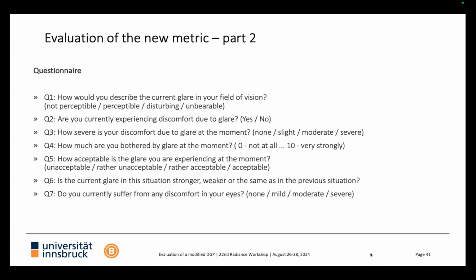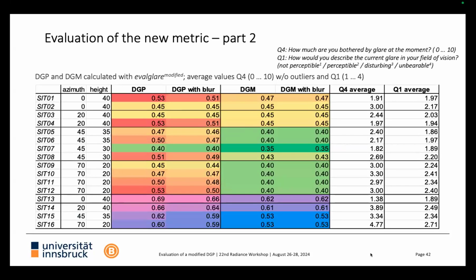The questionnaire had different questions: Are you feeling glare? Are you disturbed by glare? Yes or no? How much are you bothered by glare? Looking into these questions, especially 1 and 4, which I'll show later: how would you describe the current glare according to the four categories, non-perceptible, perceptible, disturbing, and unbearable, so intolerable, or how much are you bothered by glare at the moment, from 0 to 10.